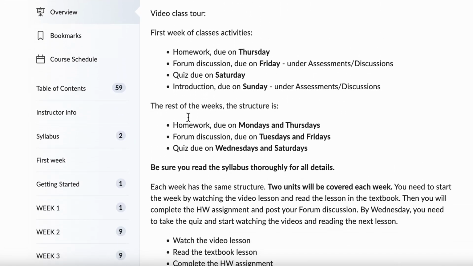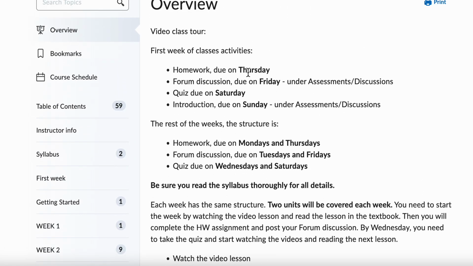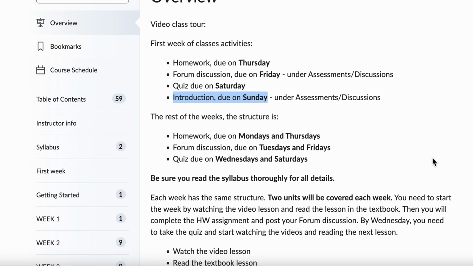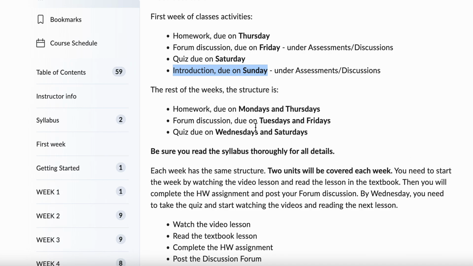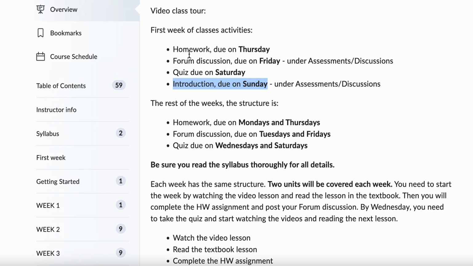Except for the first week, that besides these activities, the homework in the first week is due on Thursday, the forum is due on Friday, and the quiz is due on Saturday, but also you have an extra introduction post that is due on Sunday of the first week. Well, let's explain a little bit what each of these things is: the forum, the homework, the quiz, and the introduction.